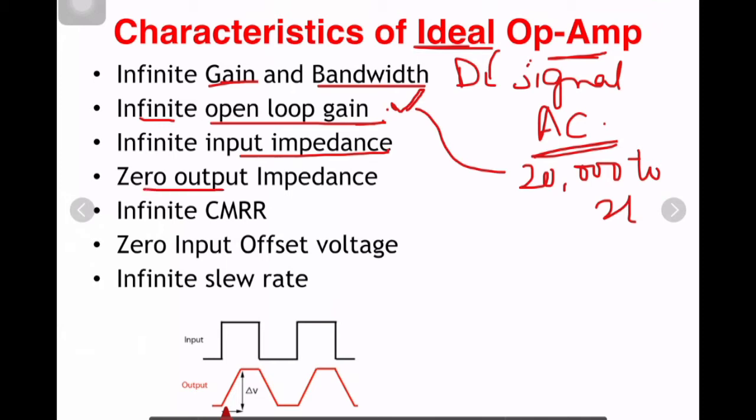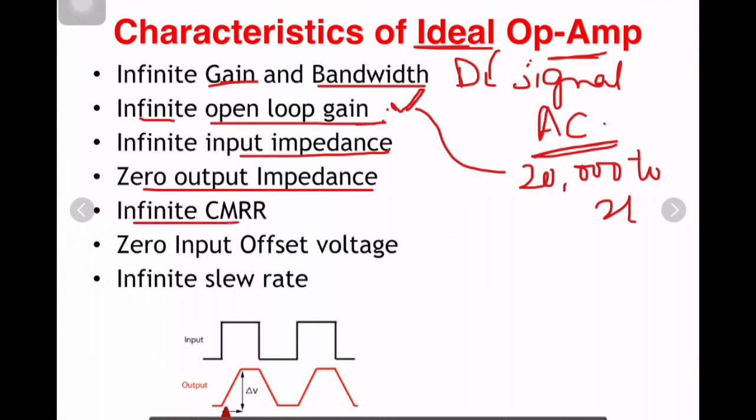So an ideal op-amp has zero output impedance. The output impedance should be as low as possible. The output impedance of an ideal op-amp is zero, without any internal resistance, so that it can supply full current to the load connected to the output.